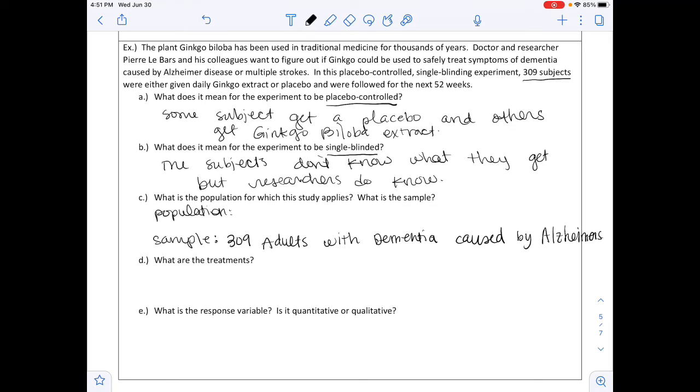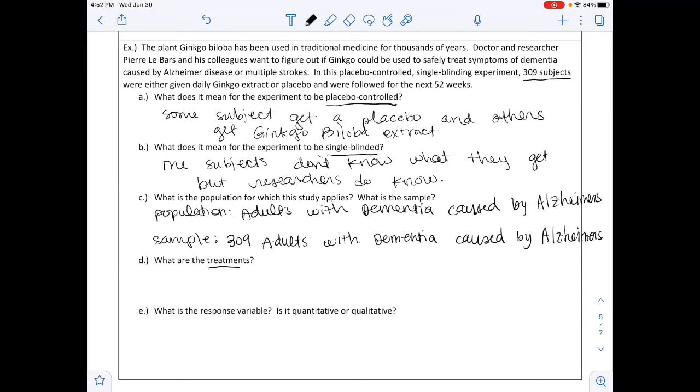So a lot of times students can easily classify the sample. However, what is the population? So the population, remember, is where this subset is coming from. And so it's not 309 people. It's going to just be adults. All adults, right, with dementia caused by Alzheimer's.